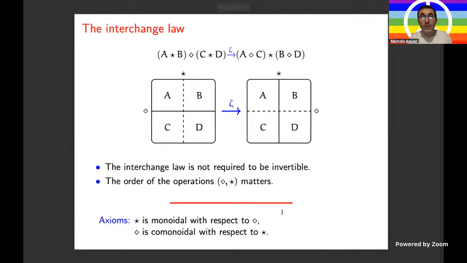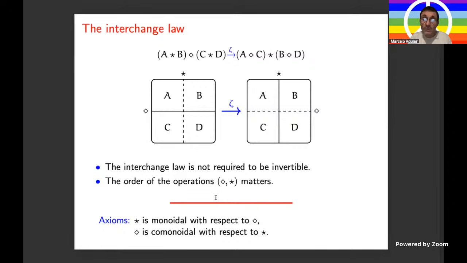So, another look at the interchange law. This is what I was anticipating before, that it is a map of this kind. We may represent it pictorially in this manner. I won't insist with those pictures anymore. Important fact: the interchange law is not required to be invertible. It is a natural transformation, but not a natural isomorphism.